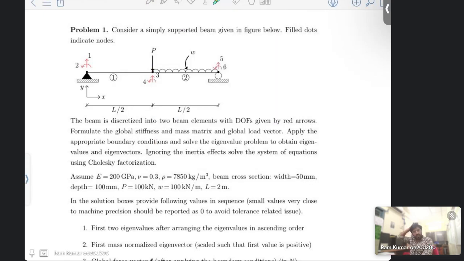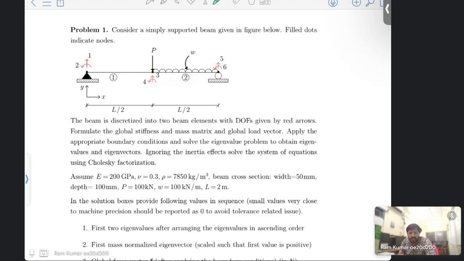Okay, consider a simply supported beam. This is our simply supported beam given in the figure below. These are node 1, element 1, element 2. We are having 2 elements and nodes 1, 2, 3, 4. Total we are having 4 nodes and 2 elements.